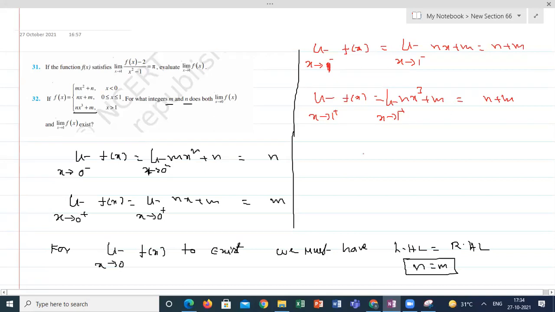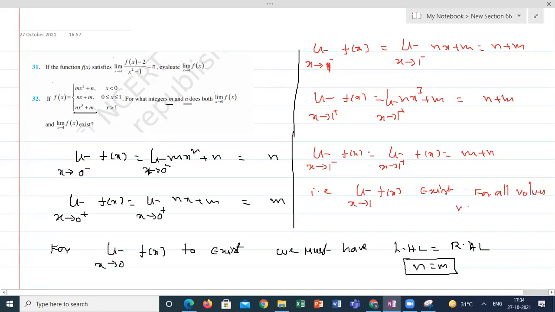So what are your conclusions? When can you say the limit can exist here? Here straight away I am getting limit x tends to 1 minus f of x is equal to limit x tends to 1 plus f of x is equal to m plus n. That is, I can say limit x tends to 1 f of x exists for all values of m and n. Here no restriction. You can take any value for m, any value for n.